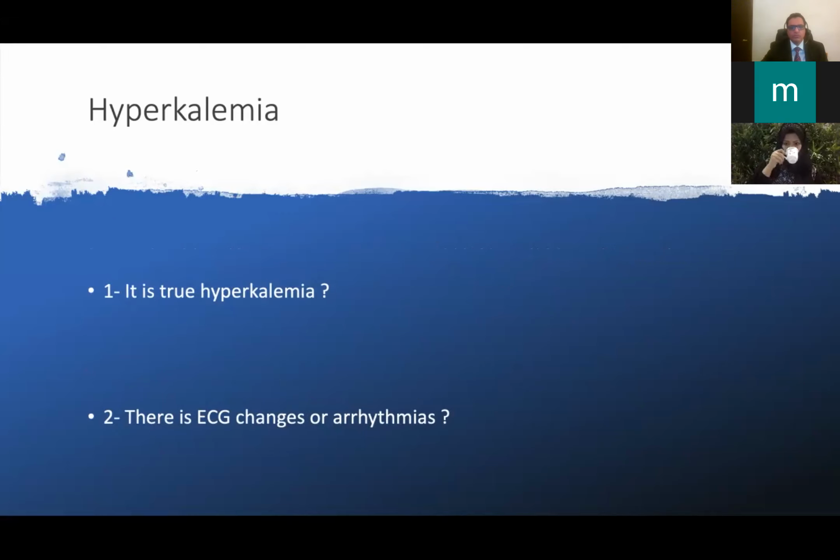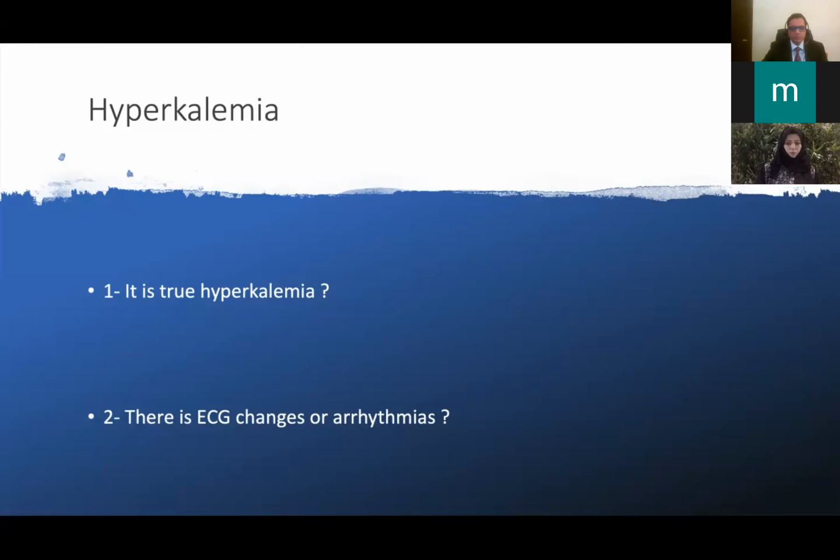Again, as with the other two electrolyte abnormalities, if I have a patient who's hyperkalemic, I, as an emergency physician, should ask myself two questions. Is this a true hyperkalemia? And are there any ECG changes or arrhythmias? The answers to those two questions will direct my management and how fast or urgent my management should be.